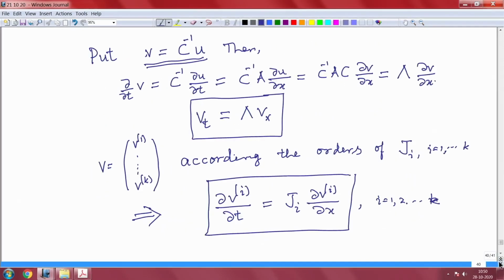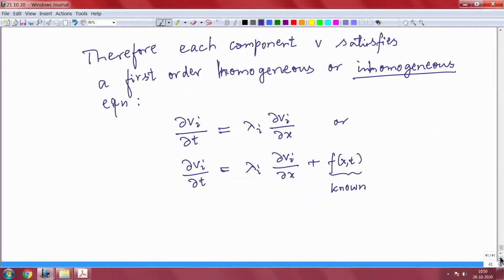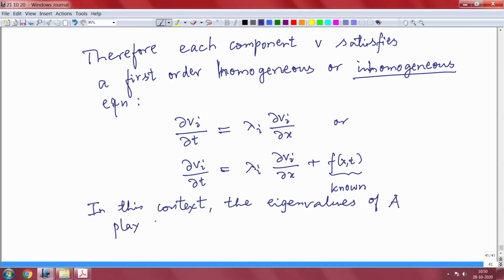So, in this context the eigenvalues of A play the role of speeds of propagation.